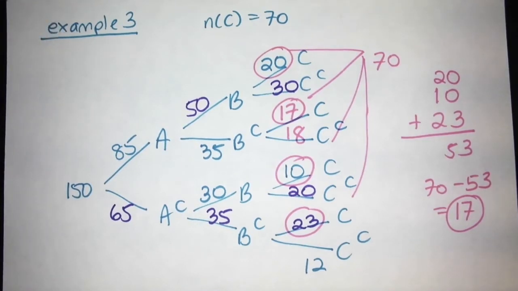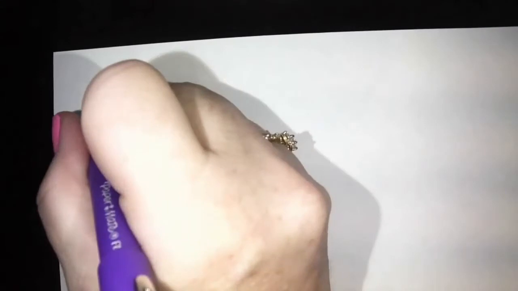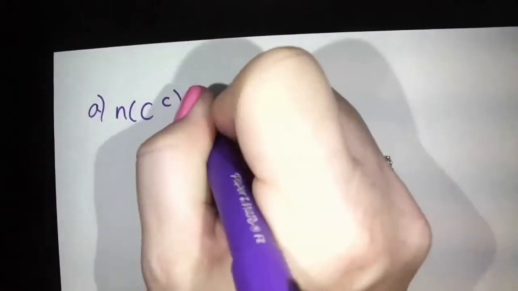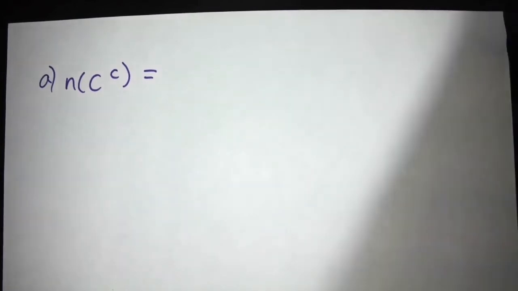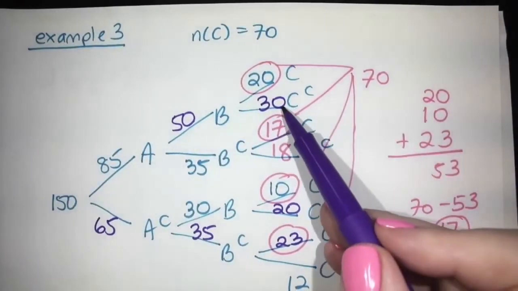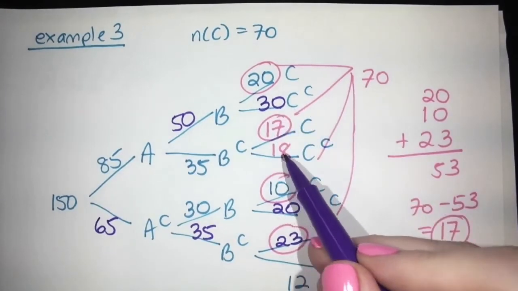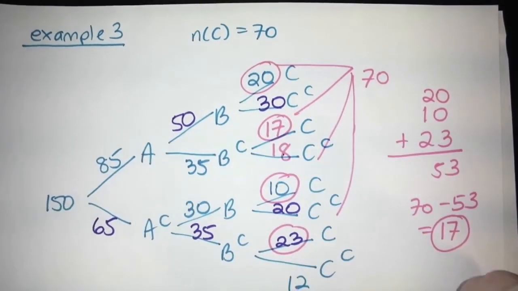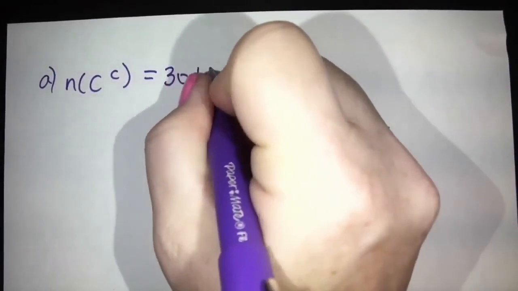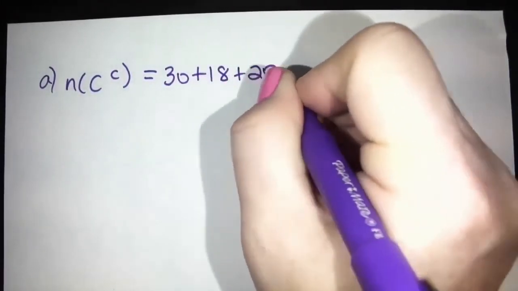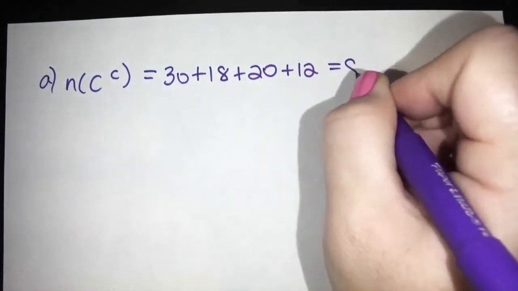So the first one is, what's the number in not C? The number not in C. So part A, the number not in C. Well, what do you think that would be? Look at your tree. Well, there are four places to be not in C. We have the 30 here, we have the 18 here, we have the 20, and we have the 12. And all of those are not in C. So 30 plus 18 plus 20 plus 12. So that would be 80.